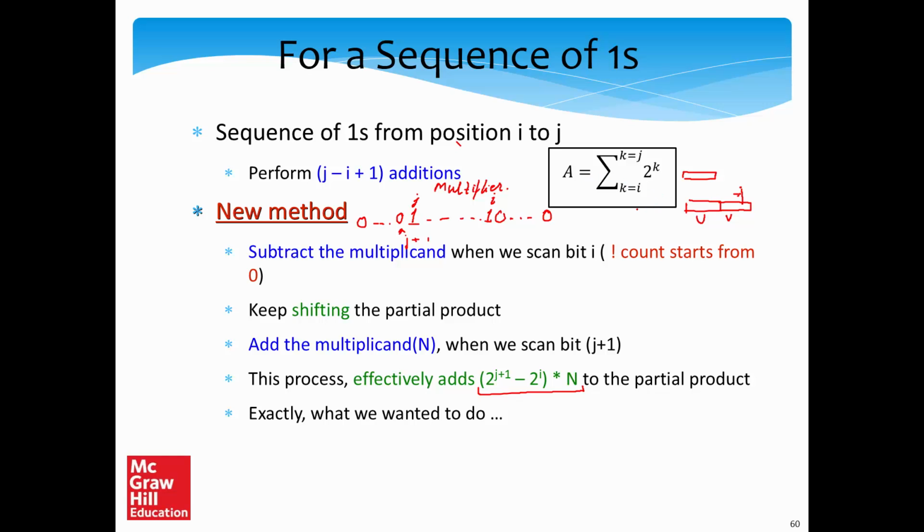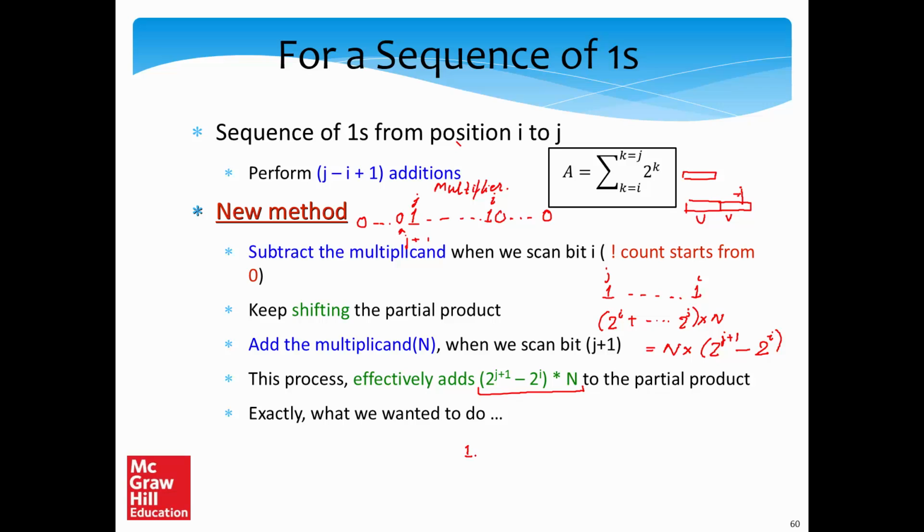I mean, in this case, when we have a continuous sequence of ones from i to j, what we are adding to the partial product is essentially a summation of 2 raised to the power i till 2 raised to the power j, multiplied by the multiplicand. So the summation of this, as we have seen, is 2 raised to the power j plus 1 minus 2 raised to the power i. So this is exactly what we wanted to do.